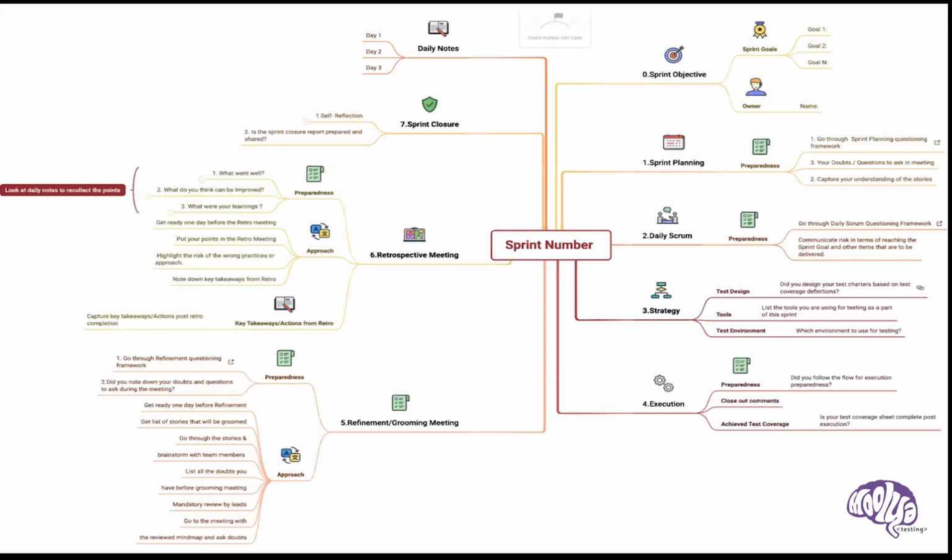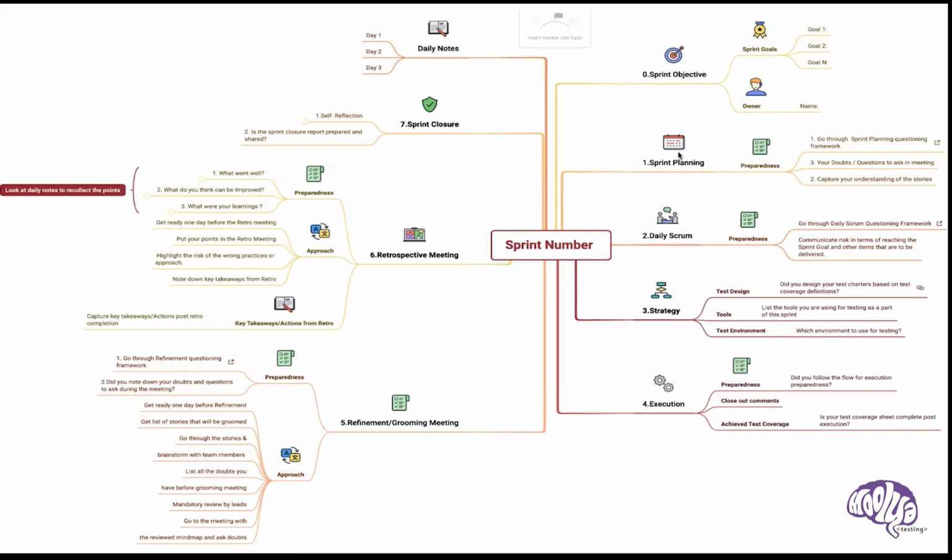Now, this is the process map that I was talking about. This is a mind map that we came up with. So I'll start from the top. Whenever the sprint starts, we have a certain sprint objective. We have certain goals. For example, if it's a 10-day sprint, we want to achieve X, Y, and Z. We want to develop this. So that would be the sprint goal. We wrote down the sprint goal here and added the name of the author here.